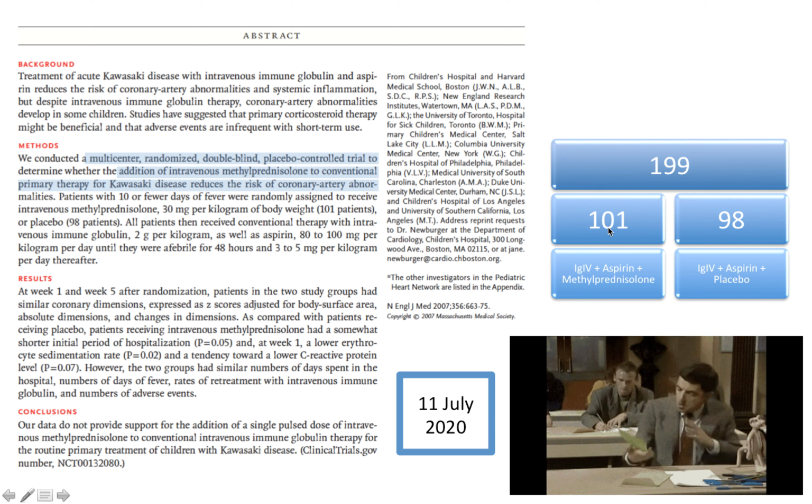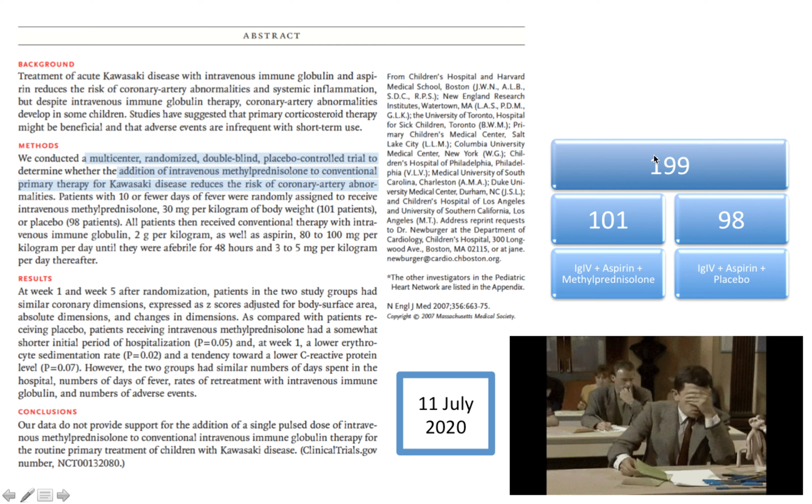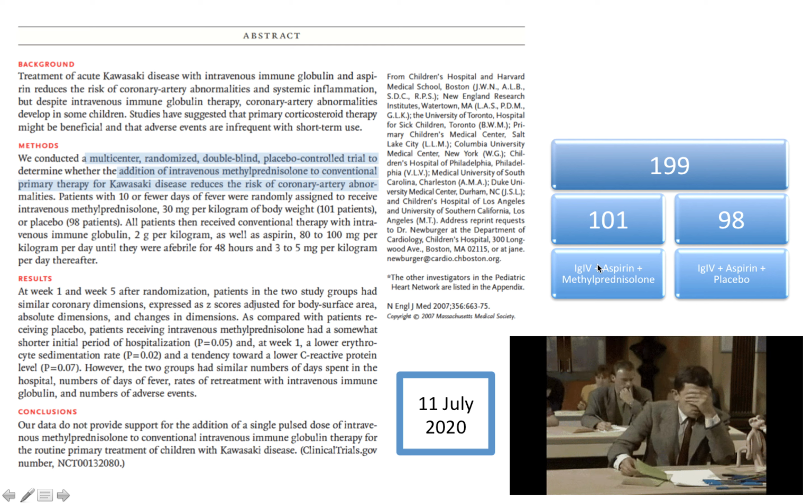This detailed information is further into the methodology section, but I'm going to say it here so it's easier to analyze. There were 199 patients recruited, 101 went to the intervention group, which received IGIV plus aspirin, which is a standard of care. This disease is not ethically correct to leave untreated, so all patients receive standard of care, which is IGIV plus aspirin. But the intervention group received methylprednisolone as an add-on. And the control group only received the standard of care, which is IGIV plus aspirin, and placebo. Okay?